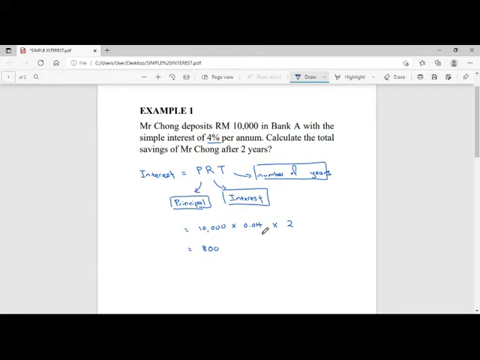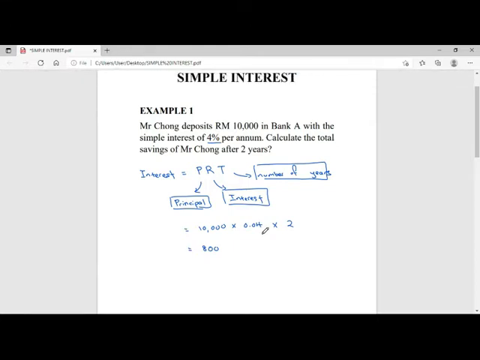So this is the interest that will be earned by Mr. Chong after 2 years. However, this question is asking for the total saving of Mr. Chong after 2 years. So that simply means that the total saving will equal the original amount that he deposited in the bank plus the interest that he earned after 2 years. So the total saving that he has will be 10,800, as simple as this.